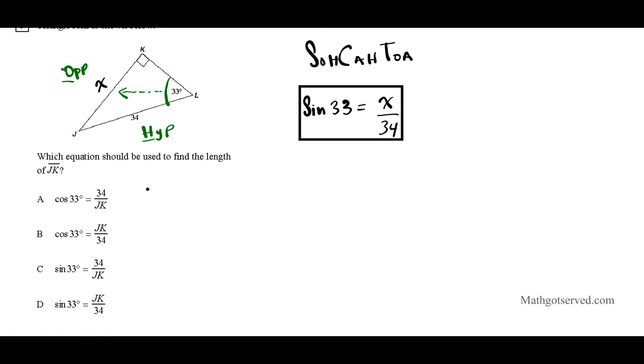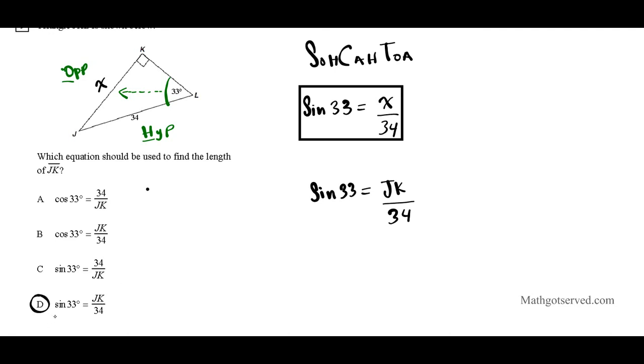So the answer is going to be sine 33 equals x, which is JK, over 34. Okay? Sine 33 equals JK over 34. Final answer is option D.